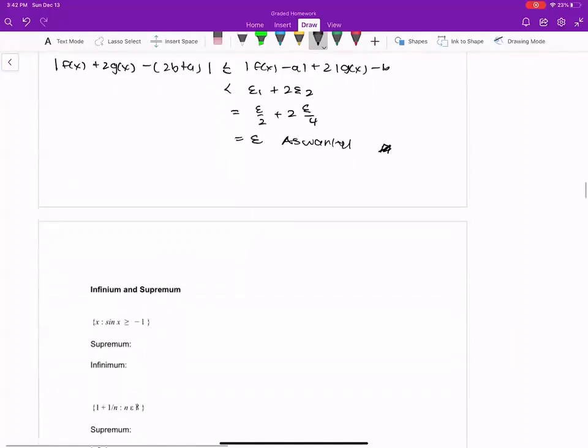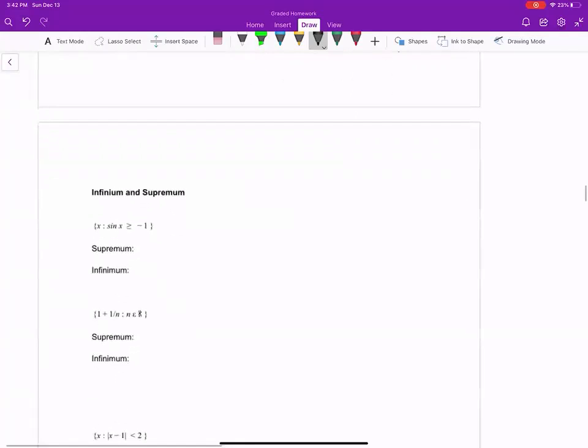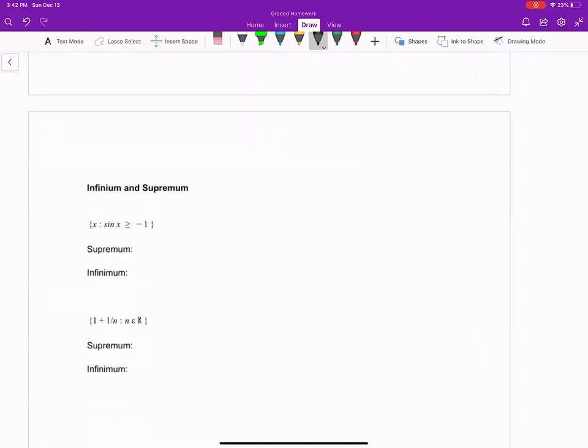Okay, now let's move on to infimum and supremum. All right, so this first one is a question that tricked a lot of people in our examination, so I think it's a good question to go over.